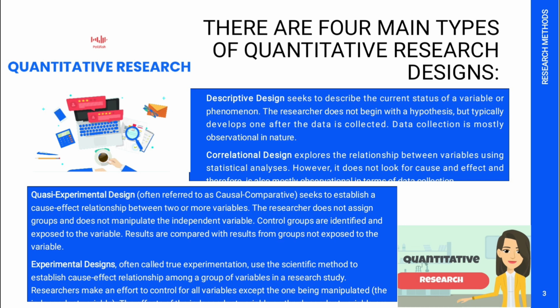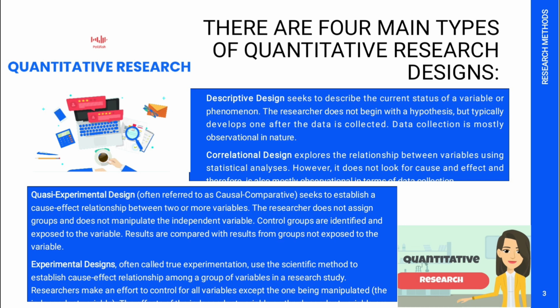Quasi-experimental design, often referred to as causal comparative, seeks to establish a cause-effect relationship between two or more variables. The researcher does not assign groups and does not manipulate the independent variable. Control groups are identified and exposed to the variable. Results are compared with results from groups not exposed to the variable.